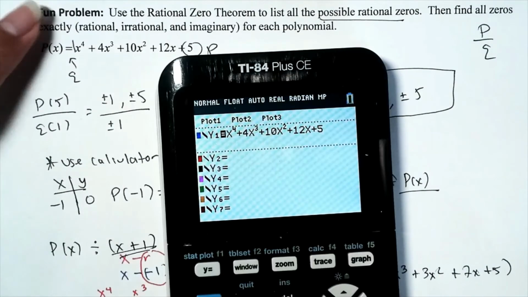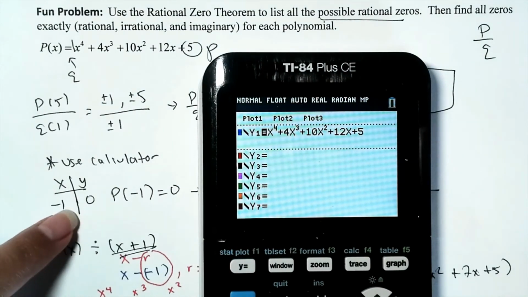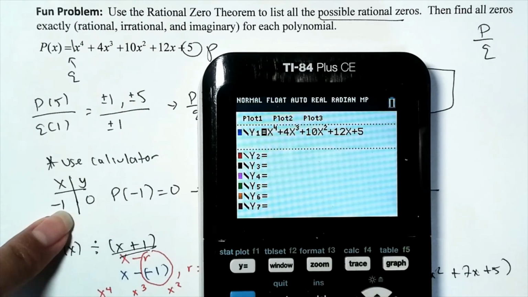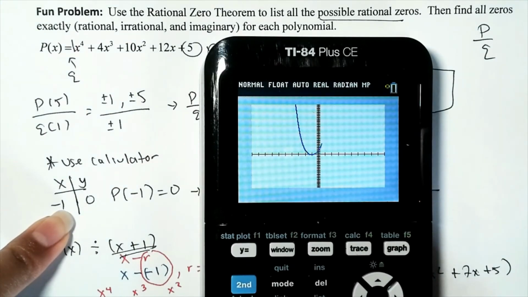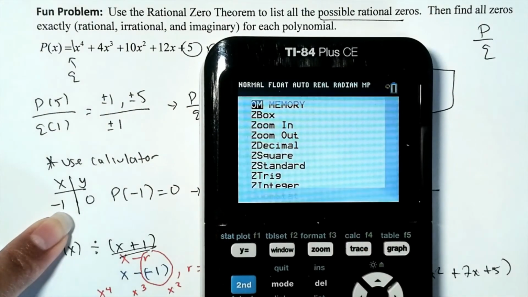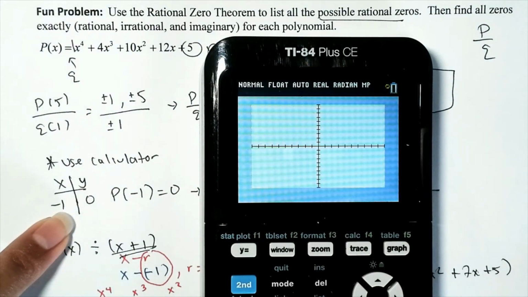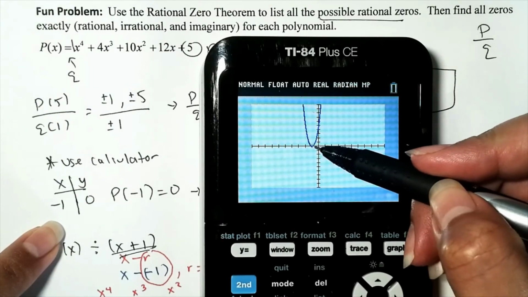From our work, we have that -1 is a 0. Let's see how the graph behaves at -1. So let's go ahead, hit graph. Okay, that's not what you should have. Apparently I was doing something else. So let me go to the standard viewing window. So zoom 6. What happened?